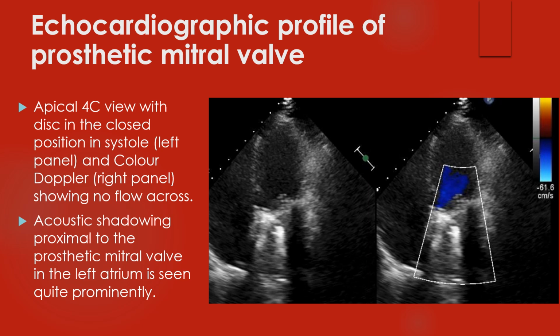The blue color in the left ventricle is the left ventricular outflow, which is away from the apical transducer and hence coded blue. Acoustic shadowing proximal to the prosthetic mitral valve in the left atrium is seen quite prominently.